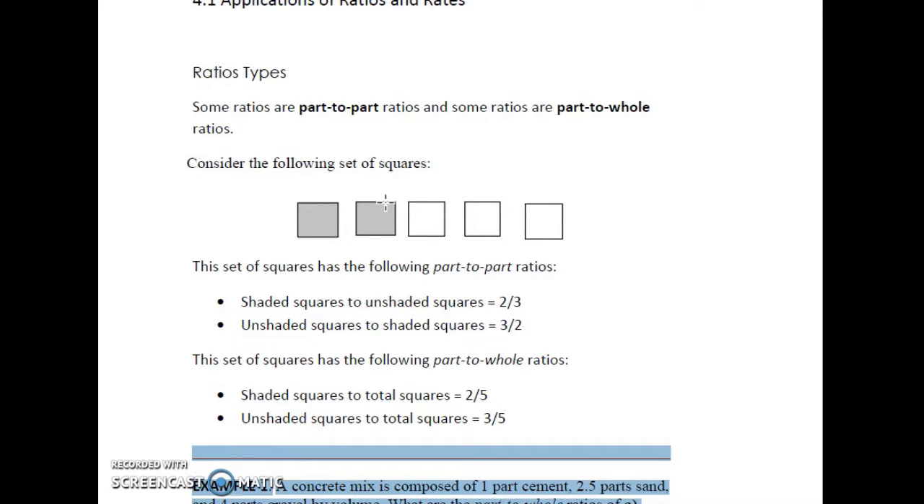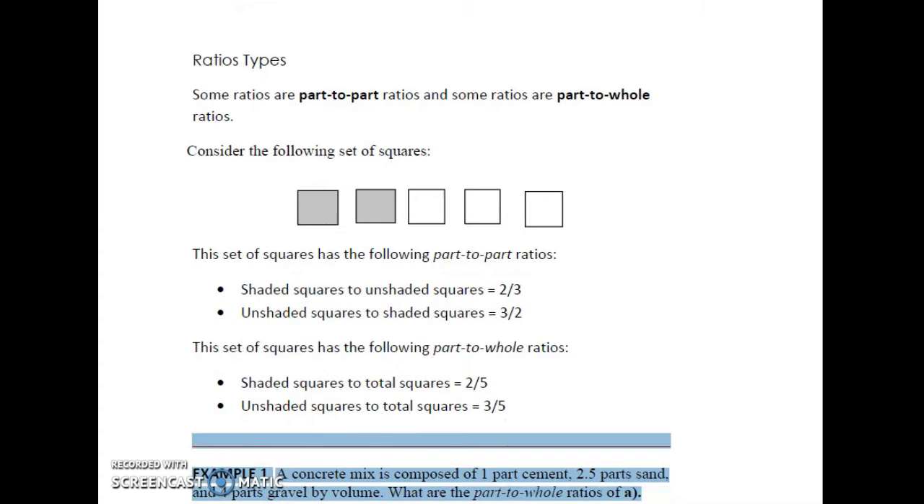Then there are part-to-whole ratios, where we have the part over the whole. So here, one example is the shaded squares to all of the squares. So there's 2 to 5. Or the unshaded squares, 3 unshaded squares, to all of the squares, which would be 5. So 3 to 5. It's another example of a part-to-whole ratio.